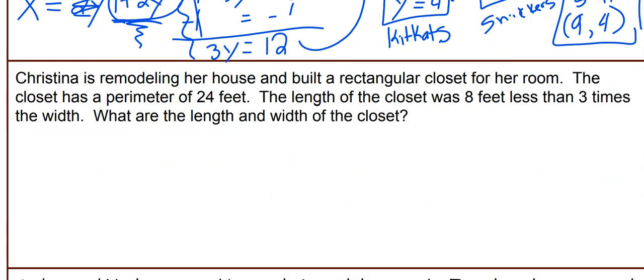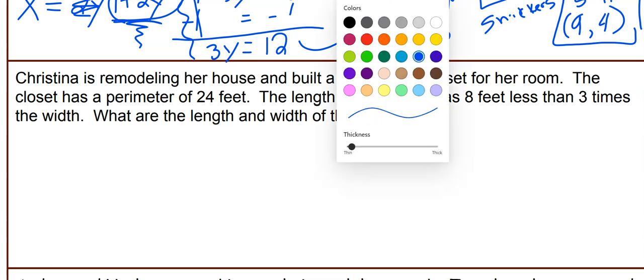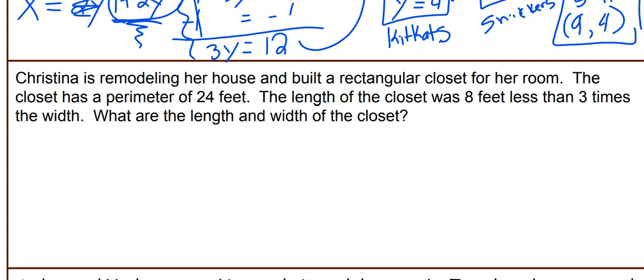Our second problem that we talked about yesterday had to do with Christina remodeling her house and building a rectangular closet in her bedroom. The closet has a perimeter of 24 feet, and the length of the closet was 8 feet less than 3 times the width. Find the length and the width of the closet. So here's the new part that we didn't have yesterday that we're going to find today.